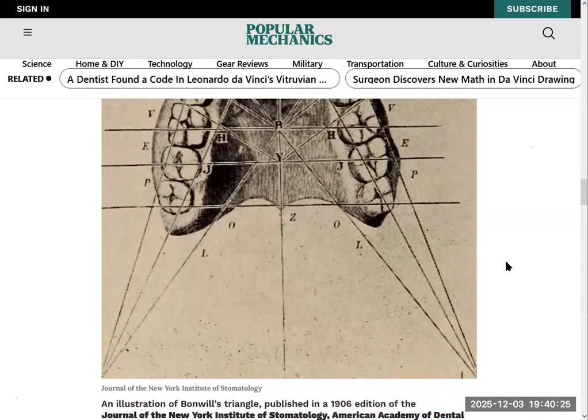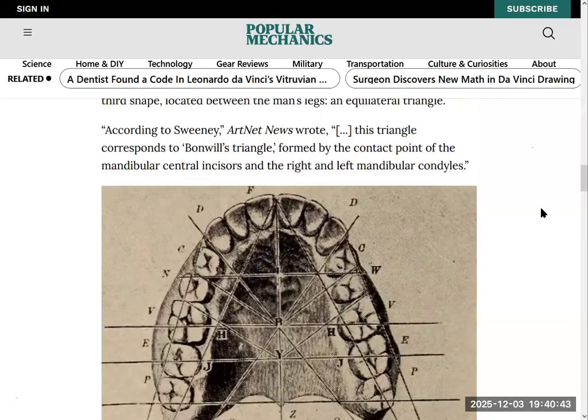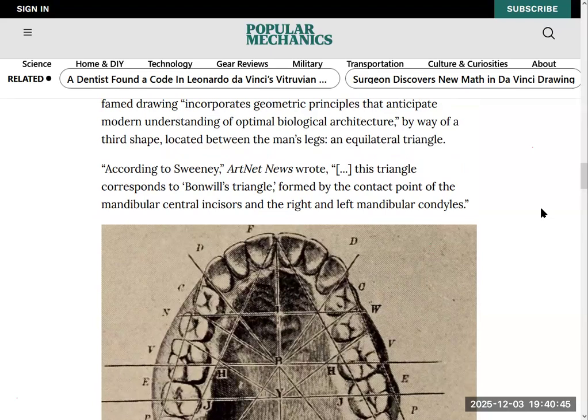I find it hard to believe that Vitruvius or Leonardo da Vinci were talking about a triangle in the roof of a man's mandibular and whatever it was, condyles. I don't think it's anything to do with that. I think that's ridiculous. Well, not ridiculous, but what do I know?